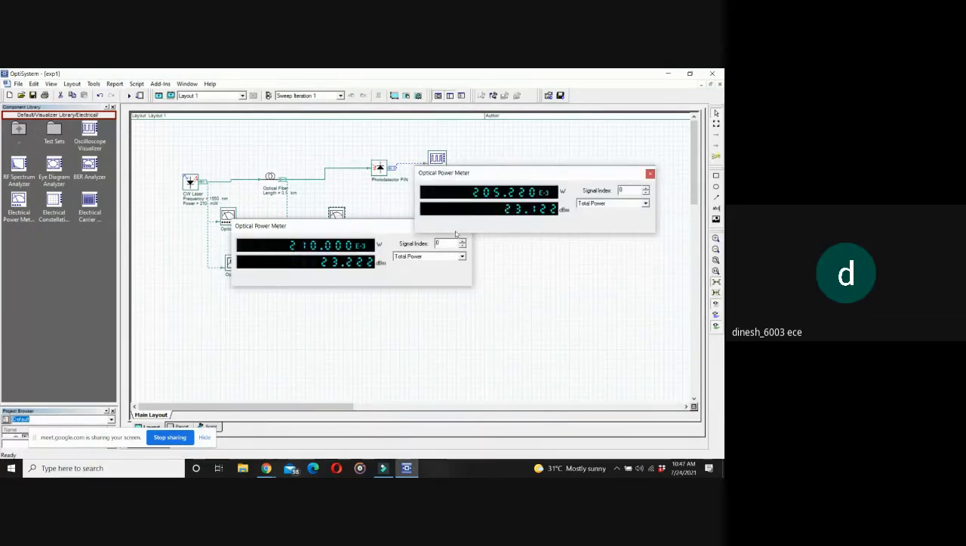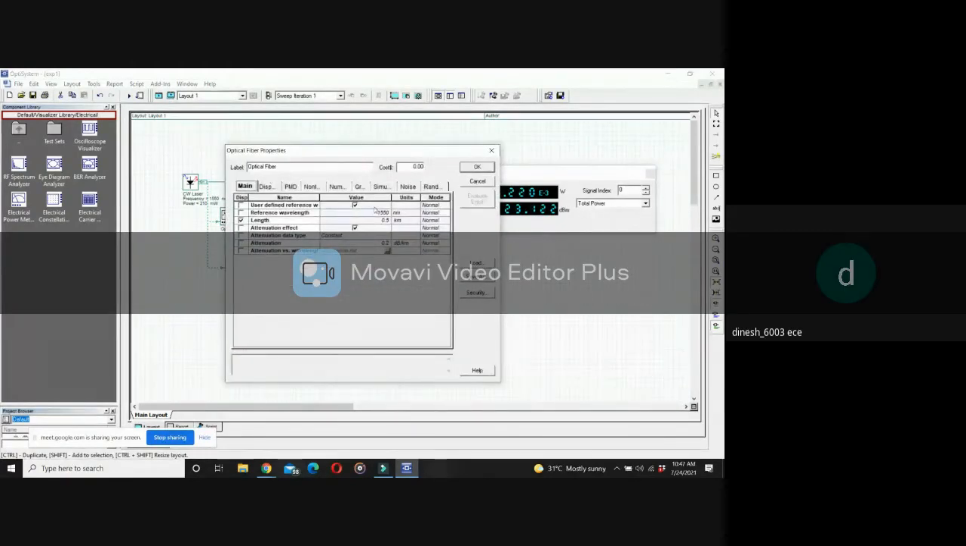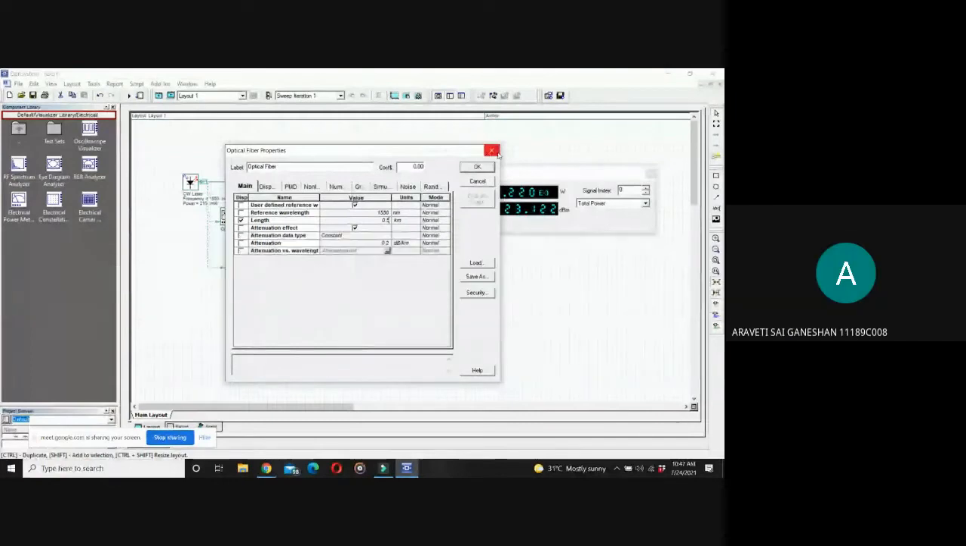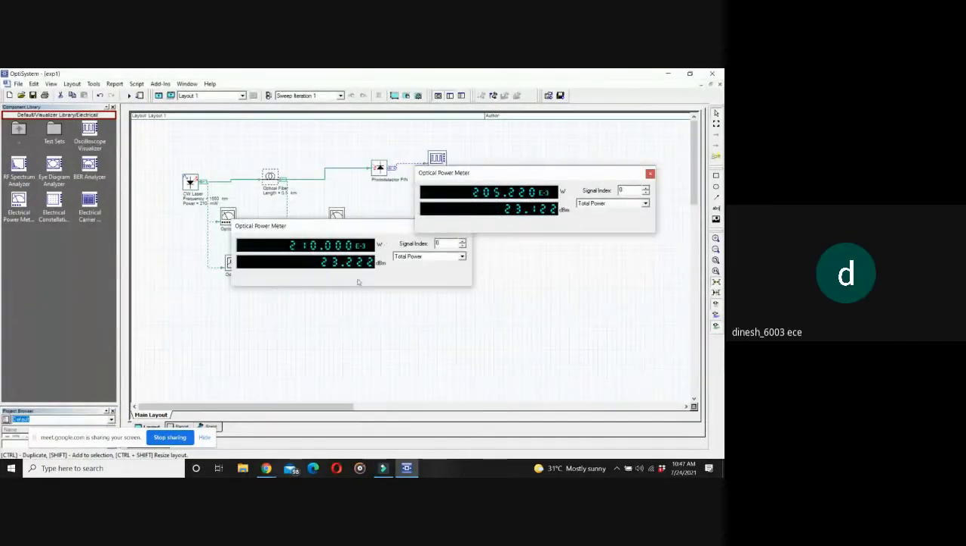Okay. Now what you do is vary your optical fiber length. Previously you had done it for 0.5 kilometer. Now change it to greater than 1. Minute, sir, I'll note these values. Without closing the window itself, instantaneously you can change and run. That's all. Okay, sir.